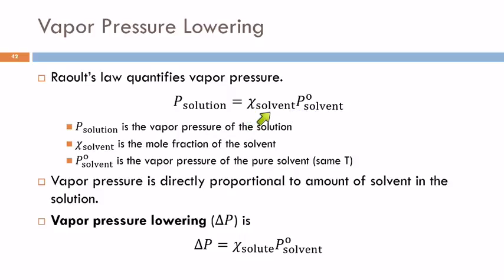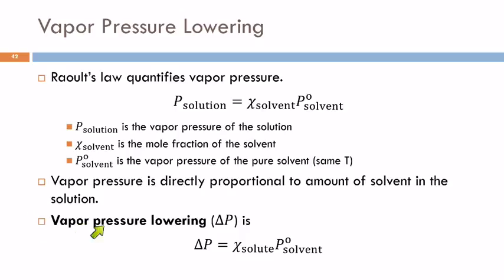So if the mole fraction of solvent is 100%, that means it's pure solvent. It would be a mole fraction of 1 times the pressure of the pure solvent, and so the solution would be the same. If half of it's solvent and half of it's solute, then the vapor pressure of the solution will be half of this. So we see that vapor pressure is directly proportional to the amount of solvent.